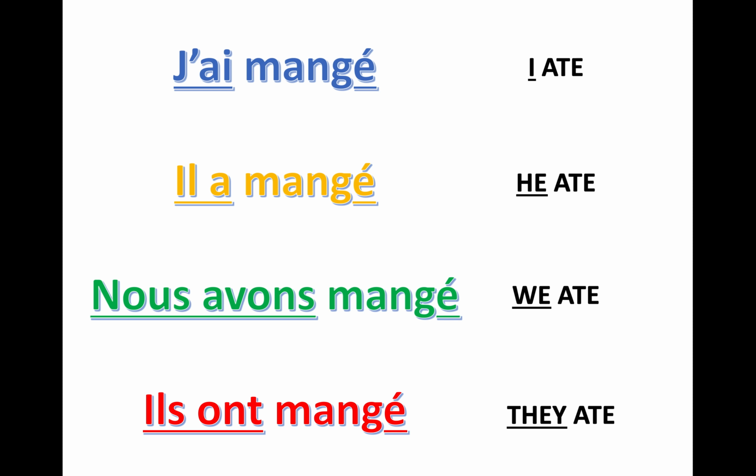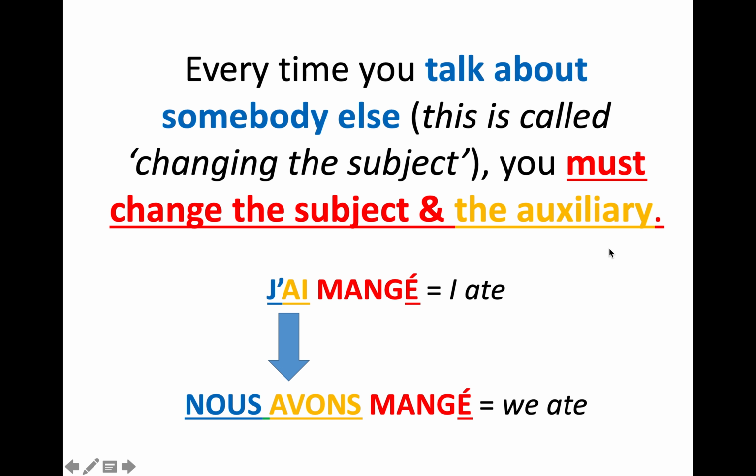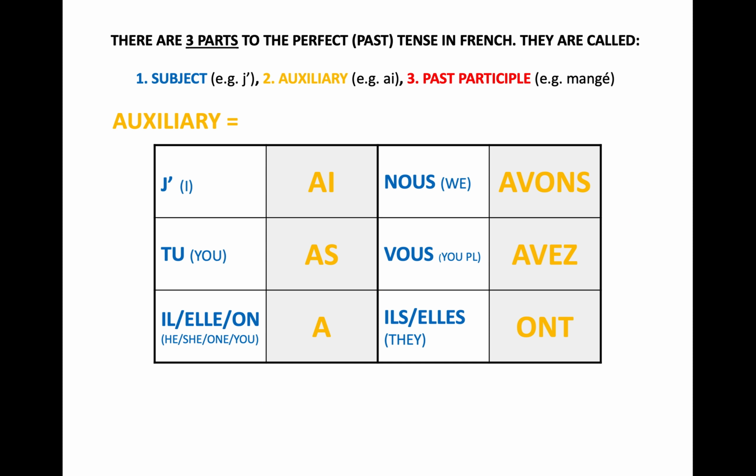You'll notice that mangé, with an E accent, hasn't changed at all in any of those examples. But every time that you talk about somebody else, this is called changing the subject in French, you've got to change the person, the subject, and the auxiliary. So you've got j'ai mangé, I ate, becomes nous avons mangé, we ate. The mangé bit, the bit that means ate, hasn't changed at all, but j'ai has become nous avons. And that's really important because that's the bit where students often make lots of mistakes in forming this tense.